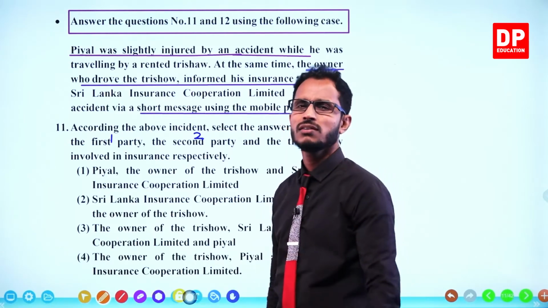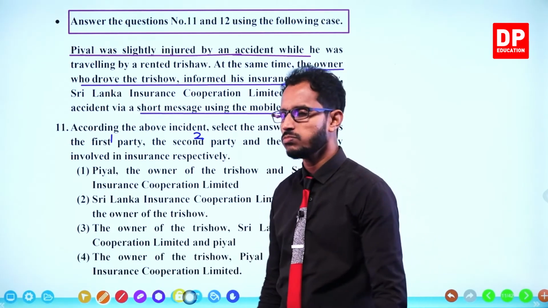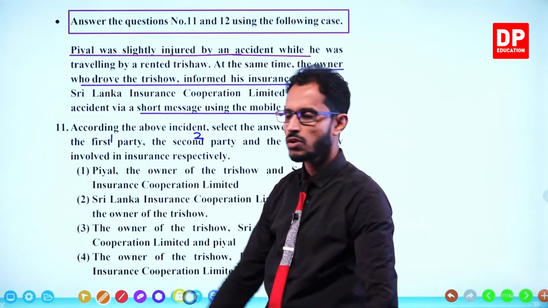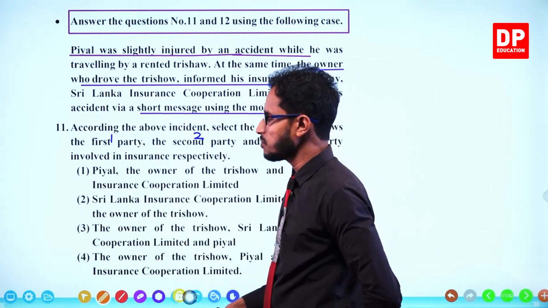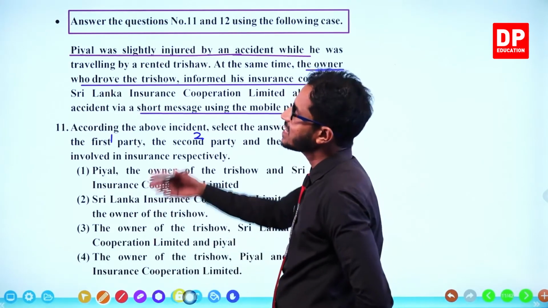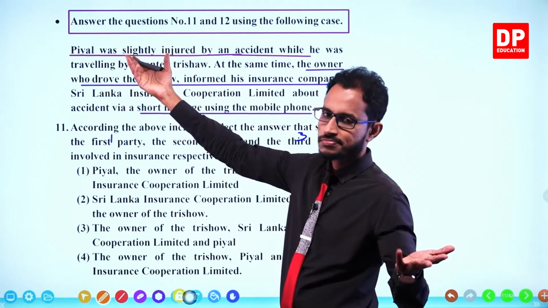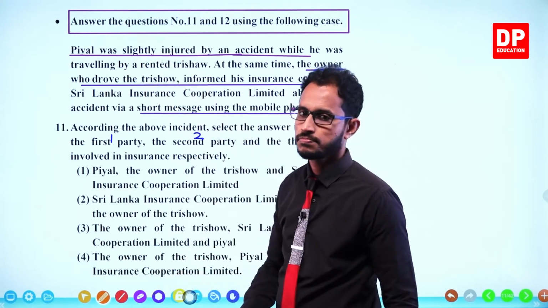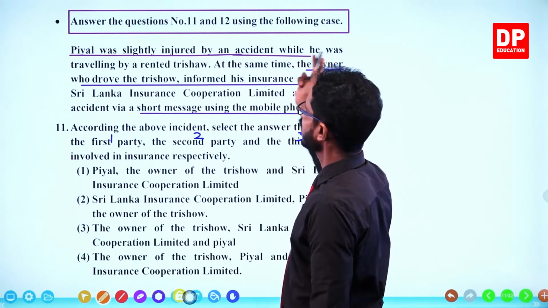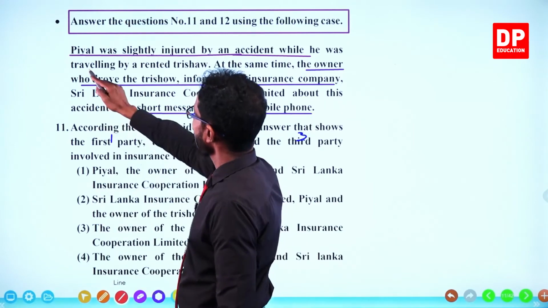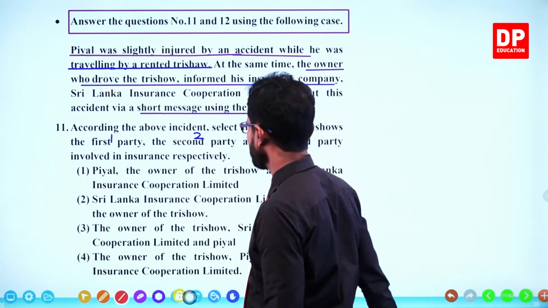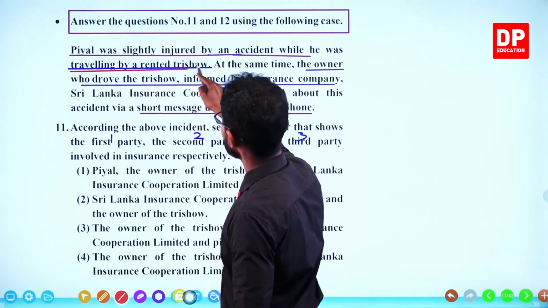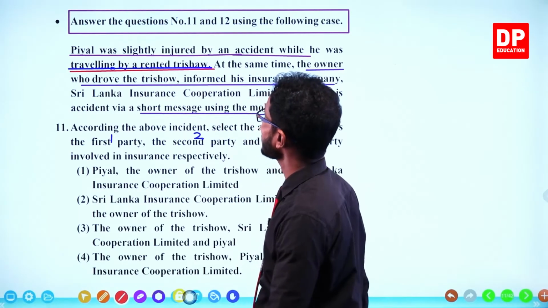A rented trishaw, tuk-tuk. You call a taxi and you get into tuk-tuks, no? Tuk-tuks everywhere in the country. This guy has taken such a vehicle, a tuk-tuk. It's not his tuk-tuk. See here, while he was traveling by a rented trishaw. That is the part you should really concentrate on.